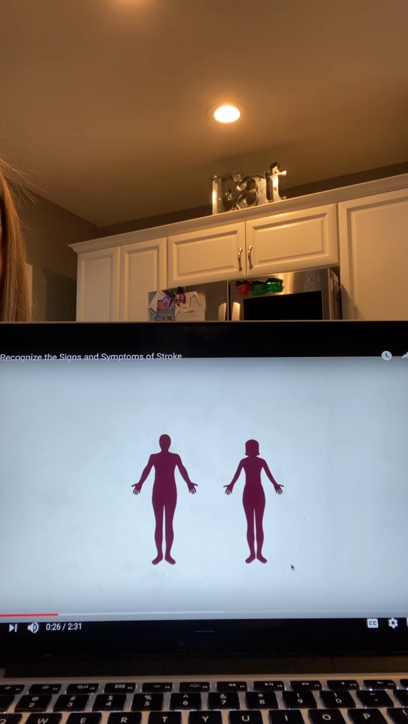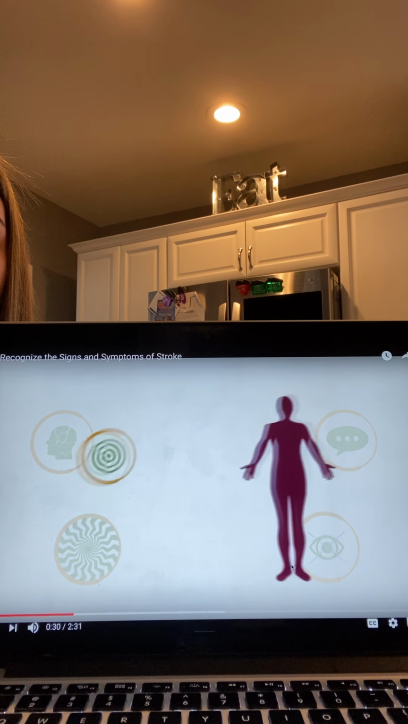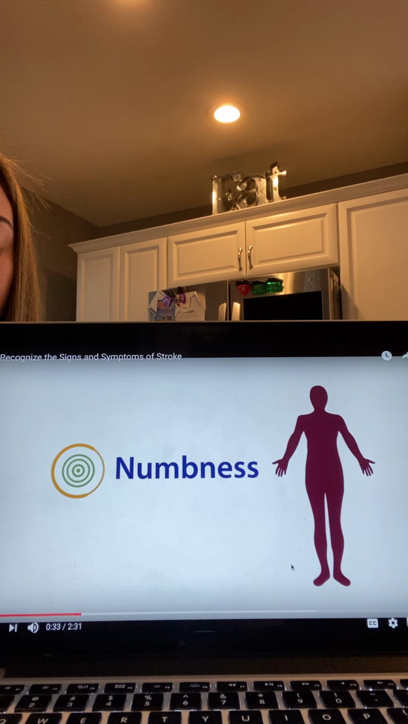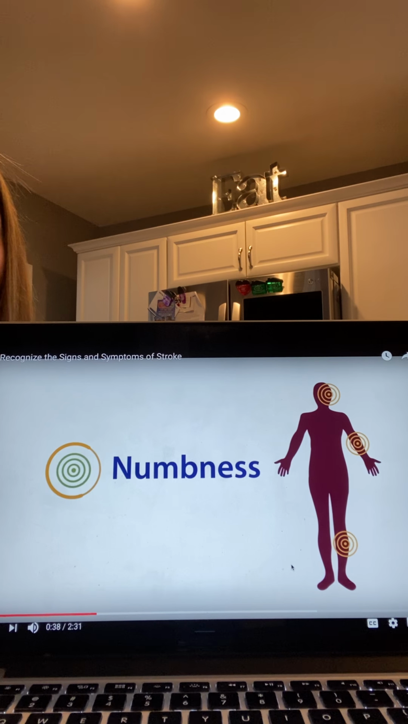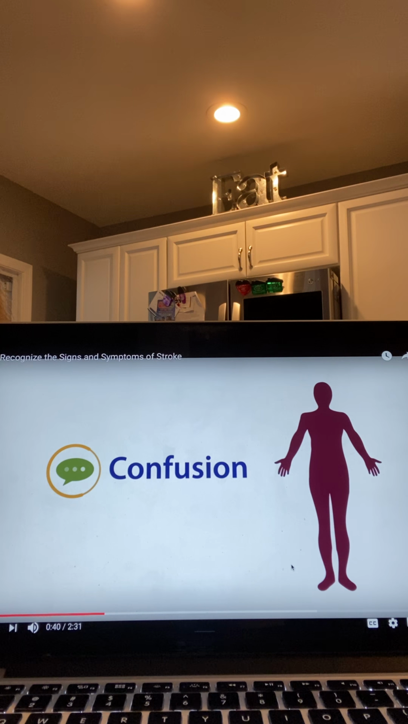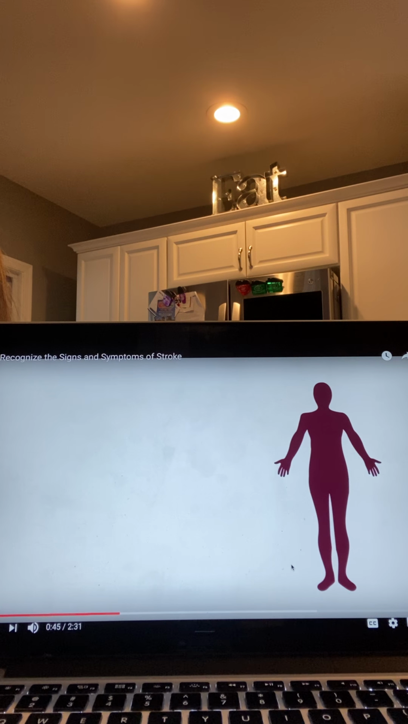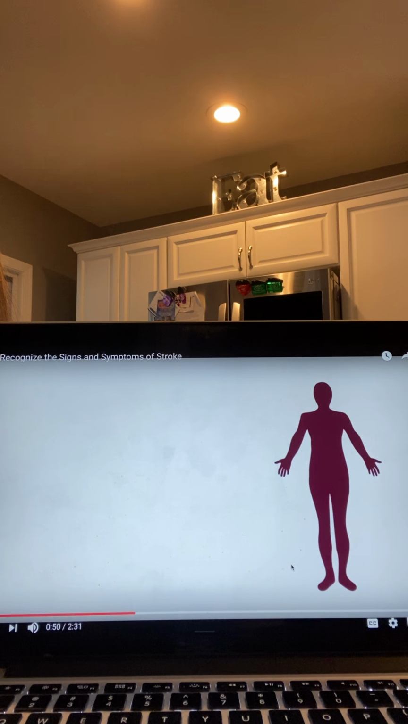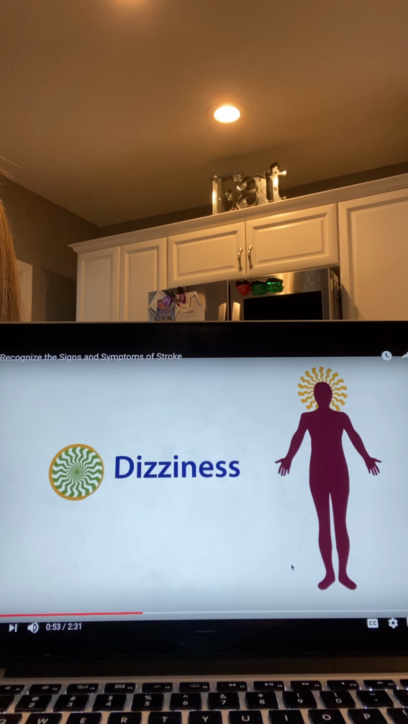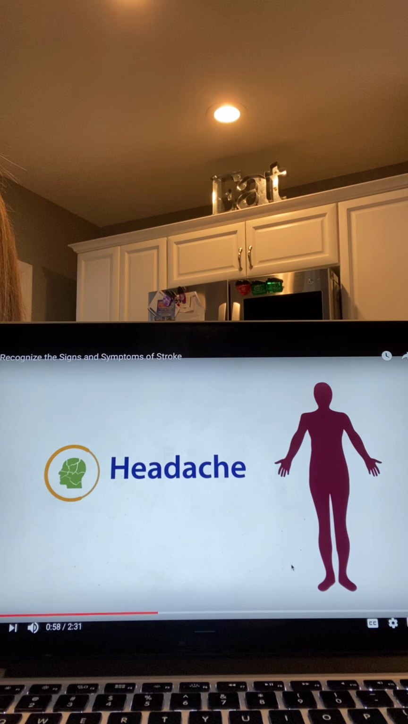For both men and women, look for these 5 signs of a stroke, all of which come on suddenly. 1. Numbness or weakness in the face, arm, or leg, especially when felt on just one side of the body. 2. Confusion, including trouble speaking or understanding speech. 3. Trouble seeing, from one or both eyes. 4. Trouble walking, or problems with balance or dizziness. 5. Headache, especially a severe one that comes on suddenly.